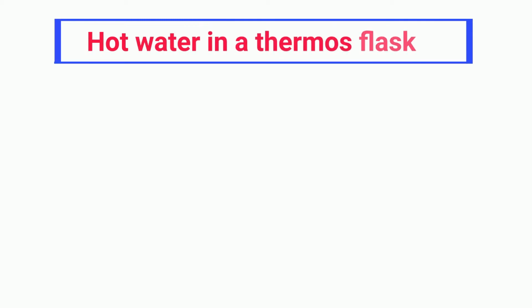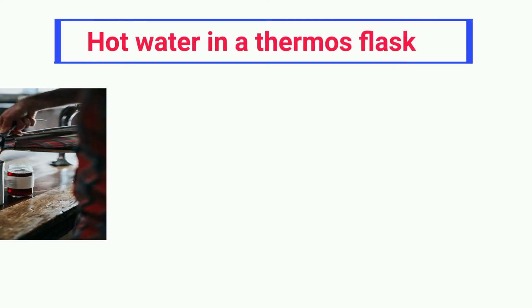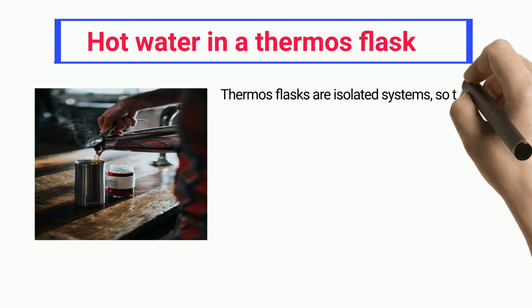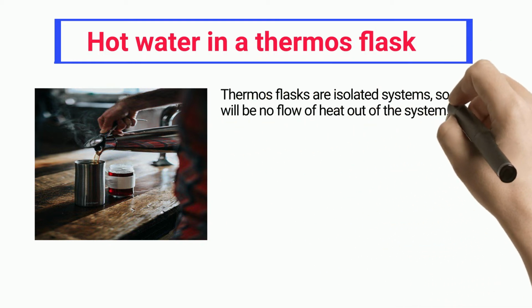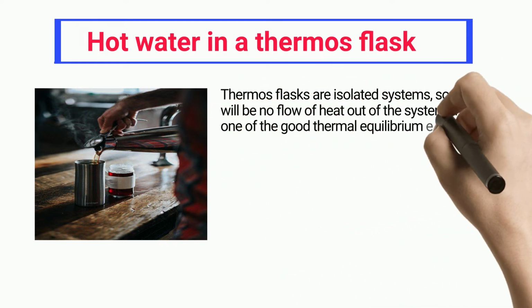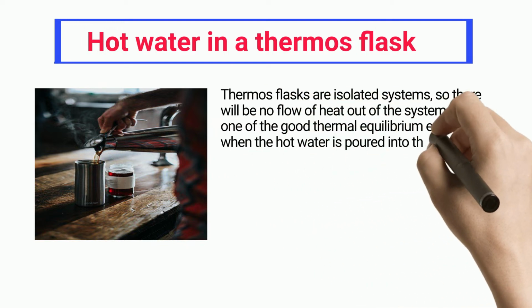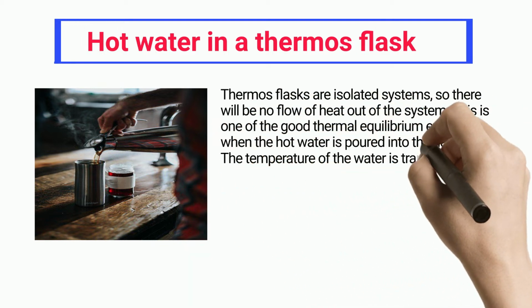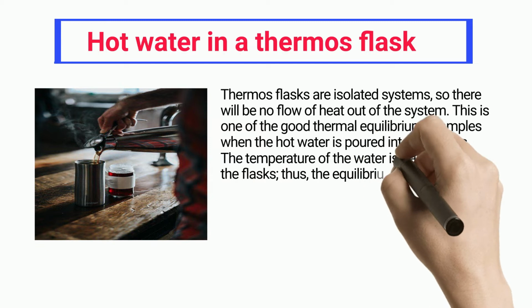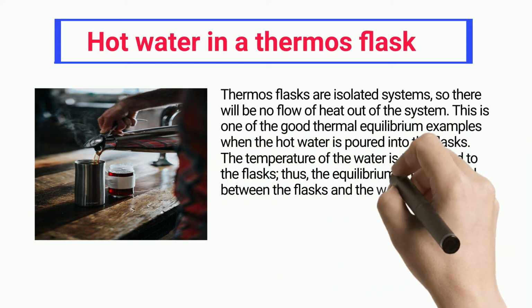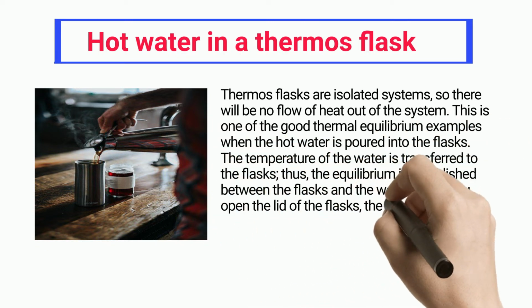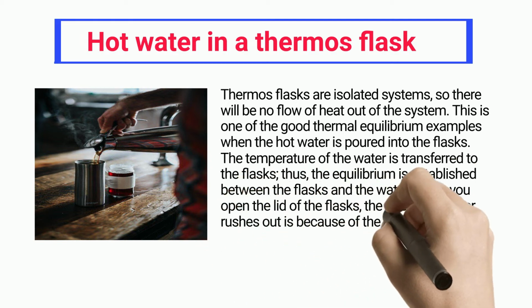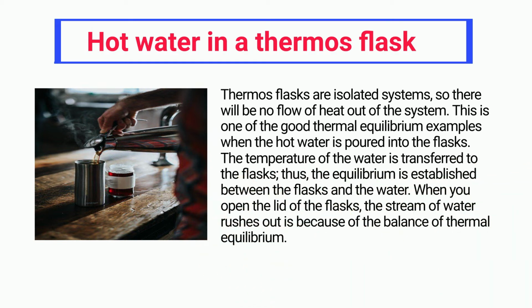Hot water in a thermos flask. Thermos flasks are isolated systems, so there will be no flow of heat out of the system. This is one of the good thermal equilibrium examples when the hot water is poured into the flask. The temperature of the water is transferred to the flask, thus the equilibrium is established between the flask and the water. When you open the lid of the flask, the stream of water rushes out because of the balance of thermal equilibrium.